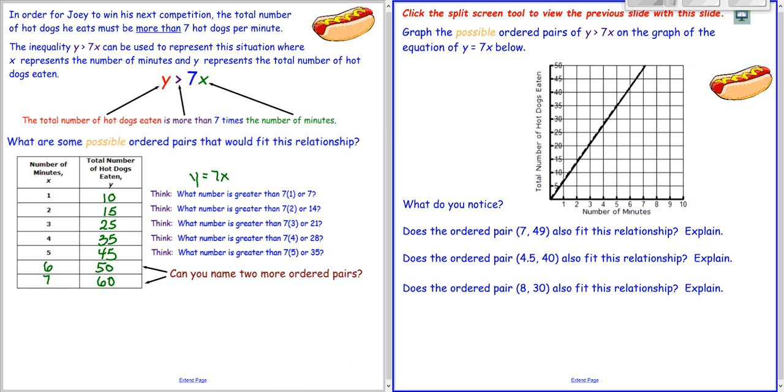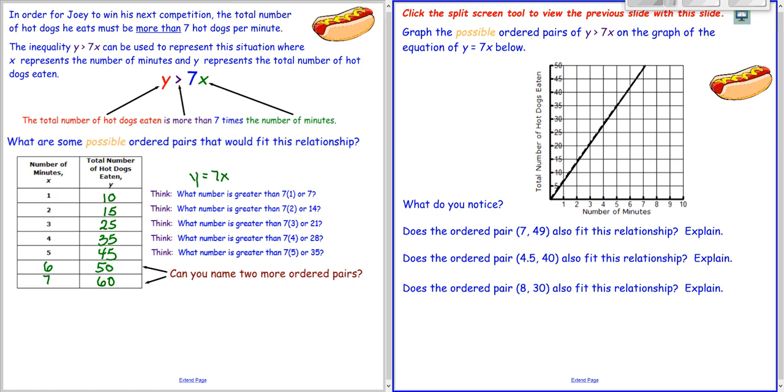Okay, so let's go ahead and look at our relationship here. We're going to plot the ordered pairs that we came up with. So we have our linear relationship, but I want to know what values he needs in order to break his record, to eat more than 7 hot dogs per minute.